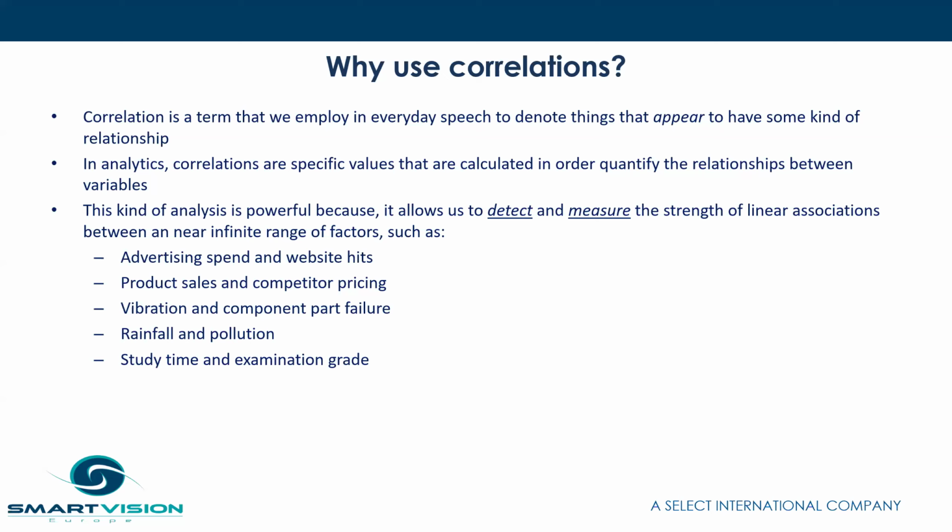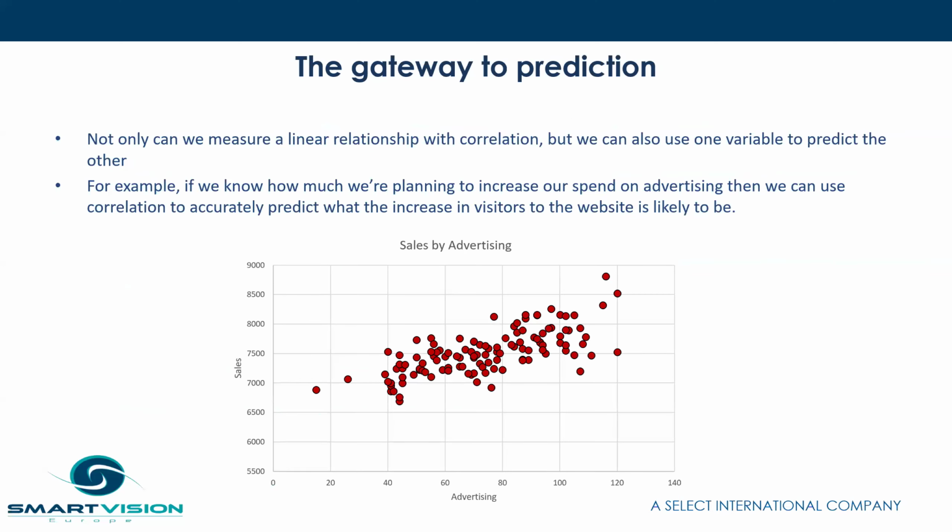You can look at educational examples of the amount of time students spend studying and their examination grade. Obviously, things like exercise and weight loss, and government spending and population health outcomes. So there are loads and loads of different ways in which we might use correlations. Now, not only can we measure a linear relationship with correlation, but we can also use one variable to predict the other. One could say that linear regression is the next step from correlation. If you're going to teach linear regression, you normally start off explaining what correlations are, and then step into linear regression after that because it's easier to understand.